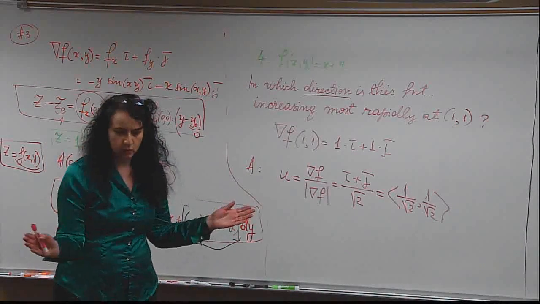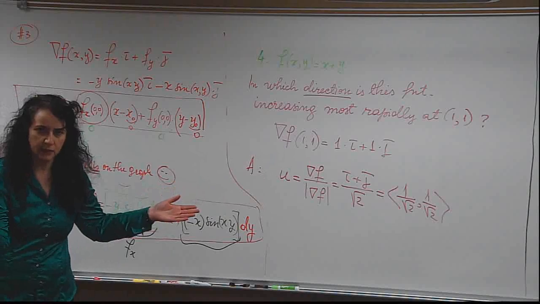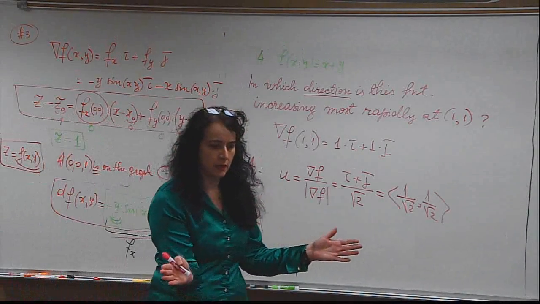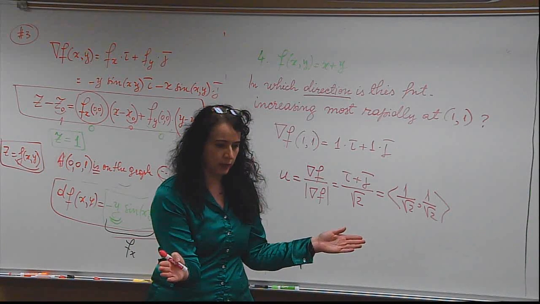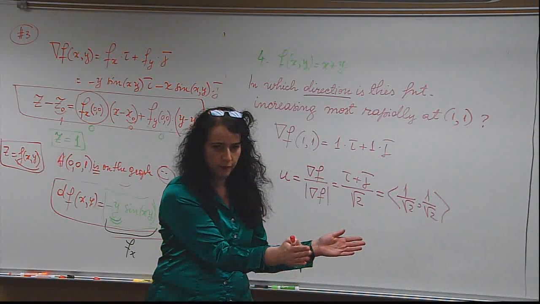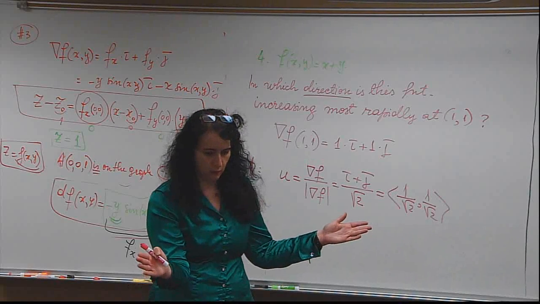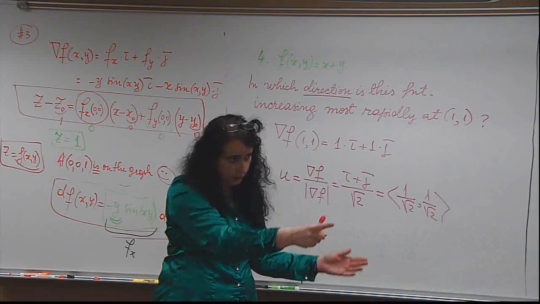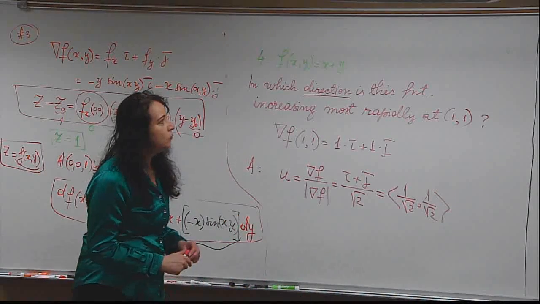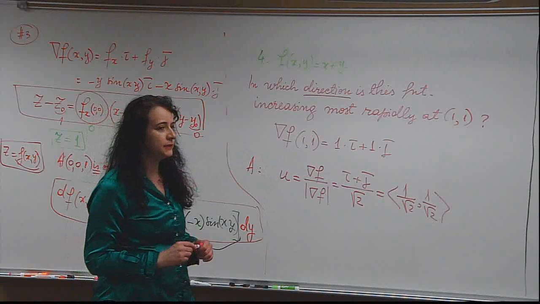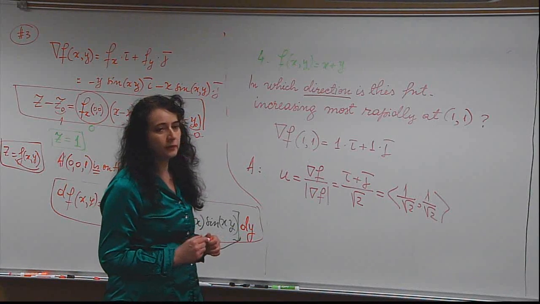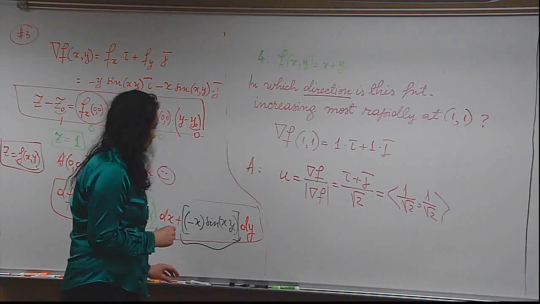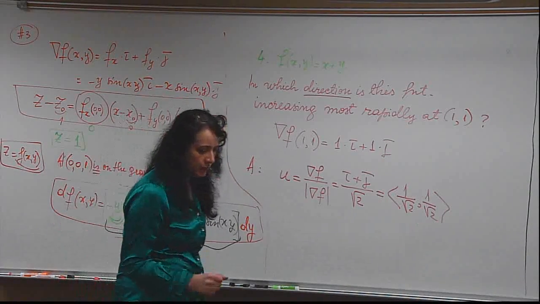So if x is this axis and y is this other one, I'm modeling it with my hands. The direction I'm talking about is the first bisector of this quadrant, pointing out this way. Okay, if I want steepest descent, it's going to be in the opposite direction, right?